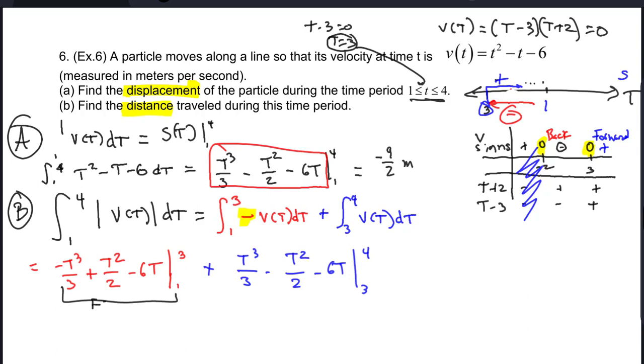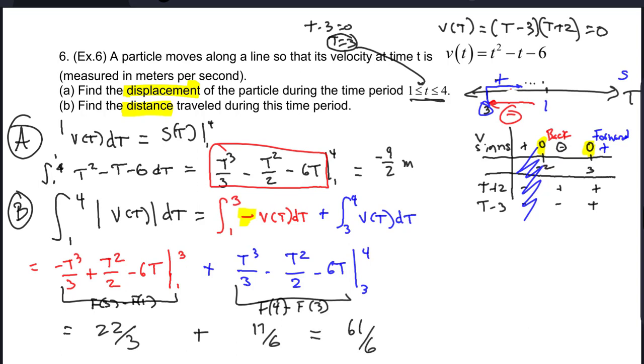When you do f of 3 minus f of 1, you get a positive distance of 22 over 3. And you should try that and see if you can get that. When we do the blue one, and we do f of 4 minus f of 3, that one comes out to be 17 over 6. And so we get a total distance of 61/6, which is approximately 10.17 meters. There we go.